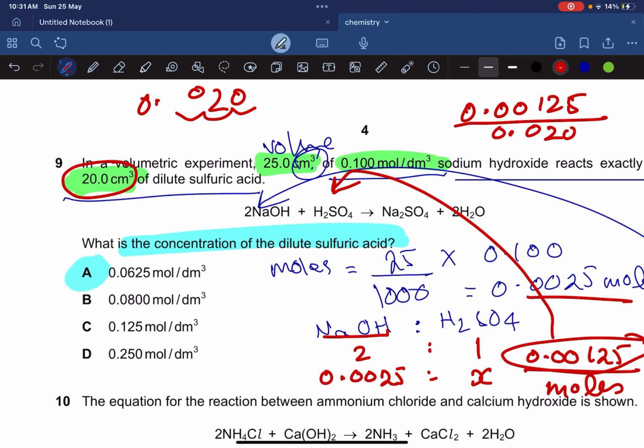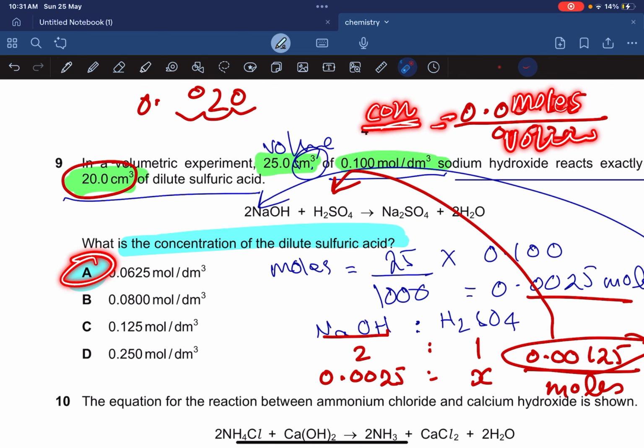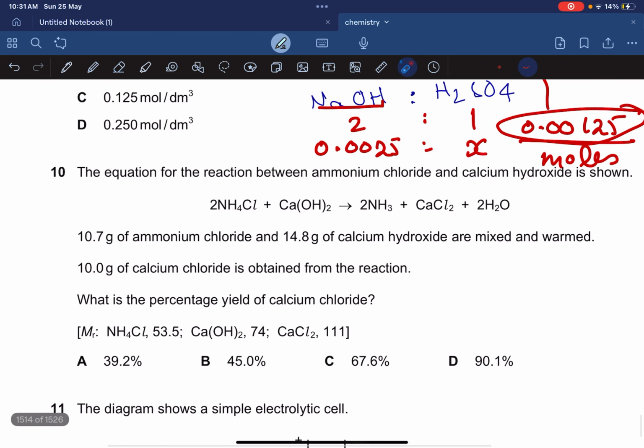I hope you got how we got it. These were the moles. This was the volume. Moles divided by volume equals concentration, and that came out to be 0.0625. Moving on to the next question.